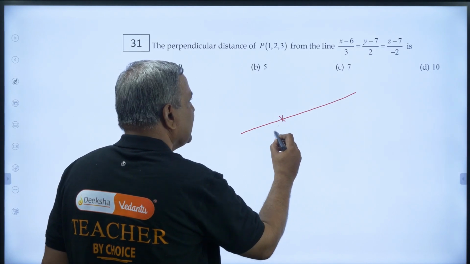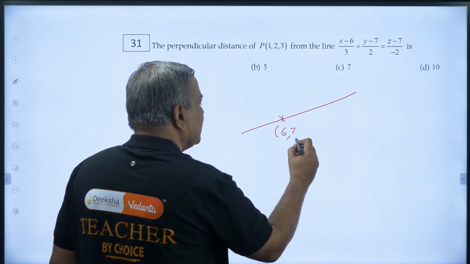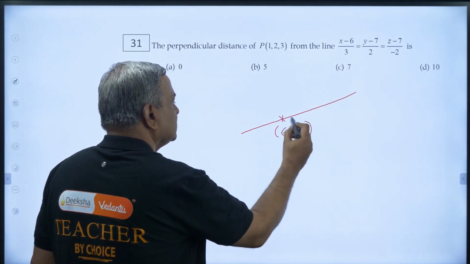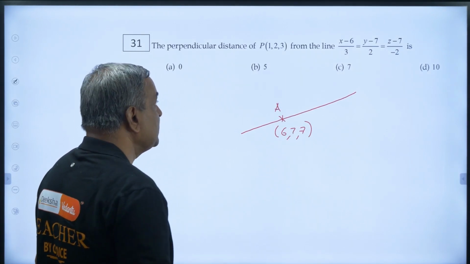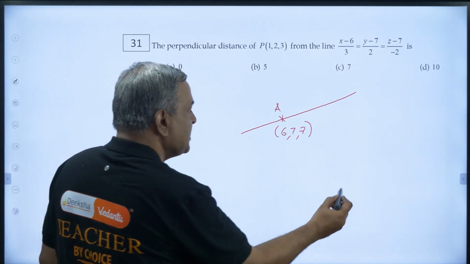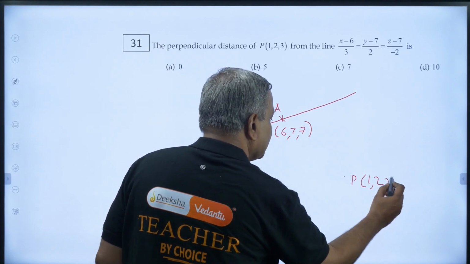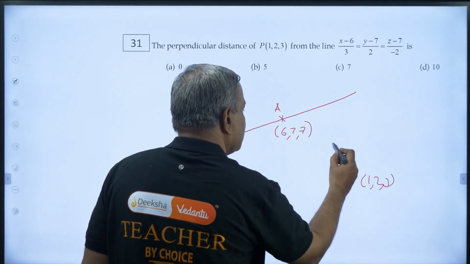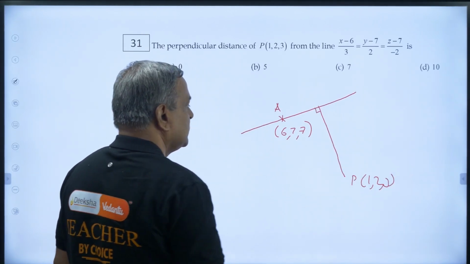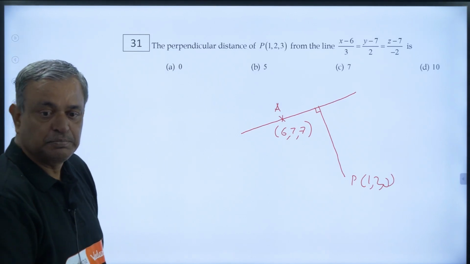Any point on the line is 6, 7 and 7. Some point P is there. So this is the point P given. P is given as 1, 2 and 3. Perpendicular distance from this line you have to find. Clear? So this is P.